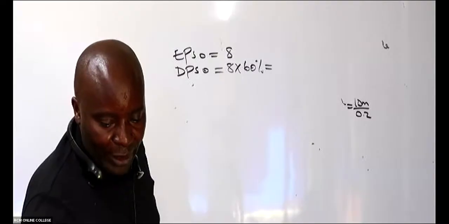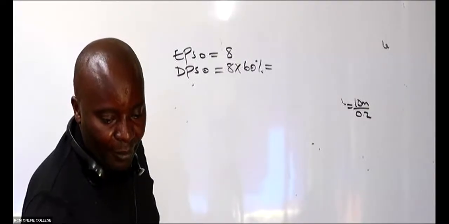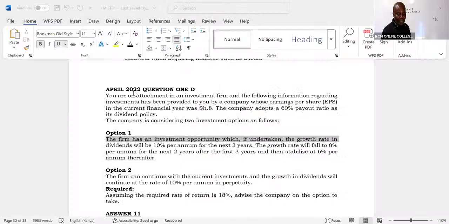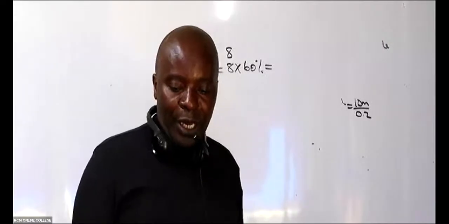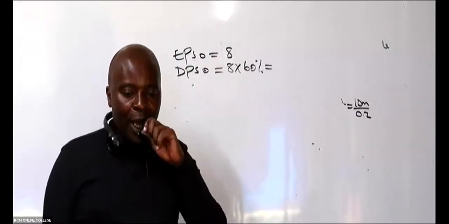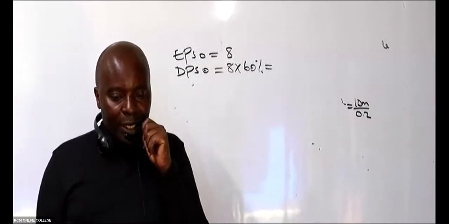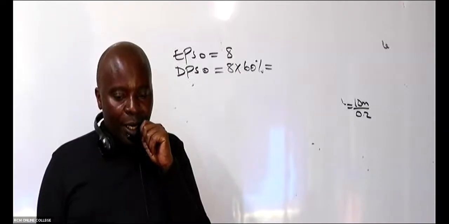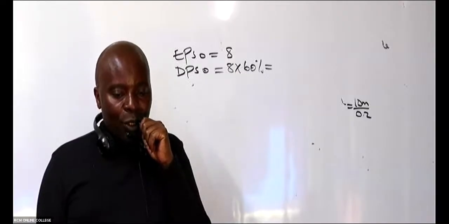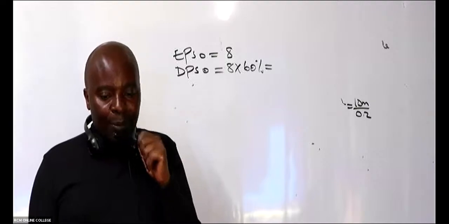Internet issues, sorry for that. It is April 2022, question number 1, DOG. Please give me this figure. What is this DPS at time zero? Time zero means today. So 8 times 0.6.